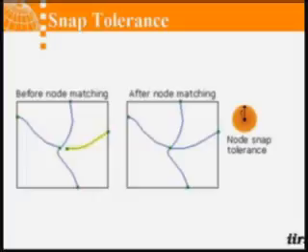So this is an undershoot. What you can do is, you give a node snap tolerance. You specify this radius of my node snap tolerance. If you specify that, whatever node is not added here will be joined to this. So this is before node matching, this is after node matching.